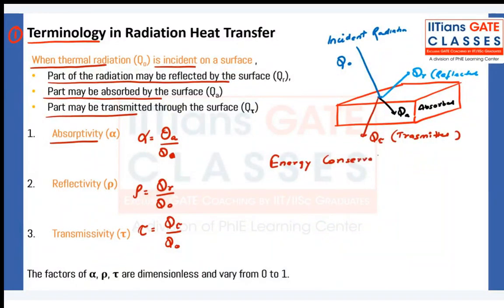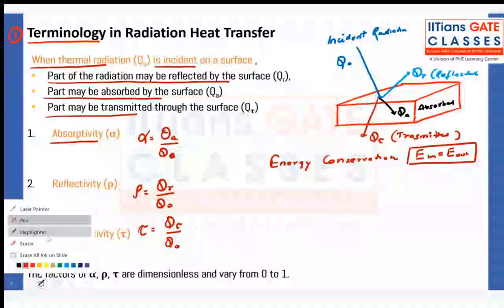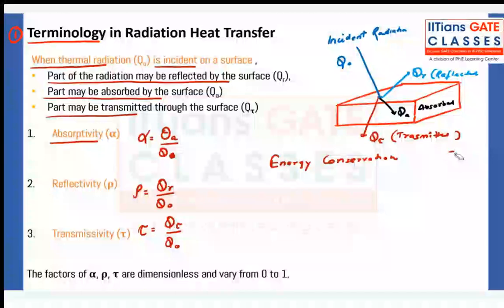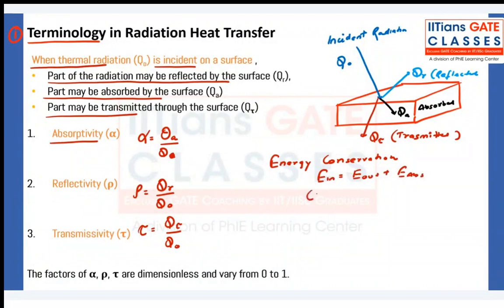Now, if I do energy conservation, these radiations will be coming with some energy, right? So energy in will be equal to energy out if this body is in thermal equilibrium, because for all practical applications, you want your body to be in thermal equilibrium. So there is no stored energy. Energy in is equal to energy out plus whatever is stored or absorbed. What is coming in? Q dot naught is coming in, equal to QA plus QR plus Q tau.